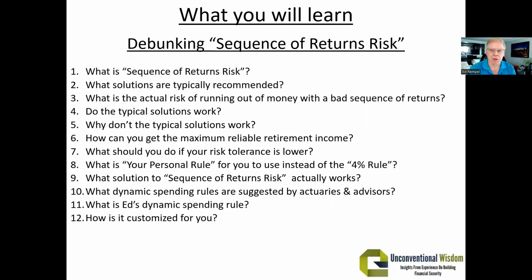So first of all, here's what we're going to talk about today. What is sequence of returns risk, to define it? What solutions are typically recommended? What is the actual risk of running out of money with a bad sequence of returns? Do the typical solutions work? Why don't the typical solutions work? How can you get the maximum reliable retirement income, something reliable? What should you do if your risk tolerance is lower?